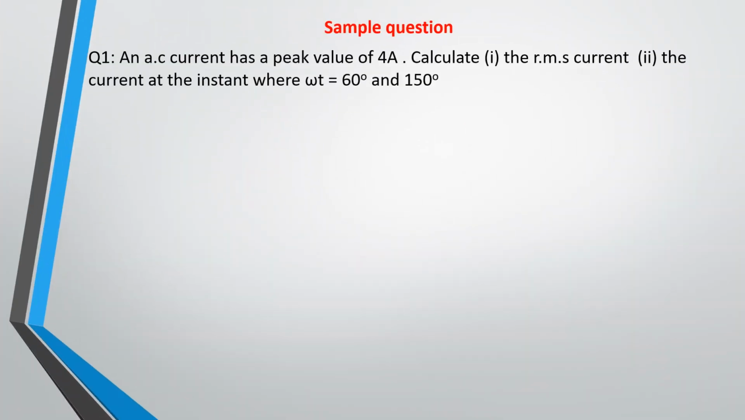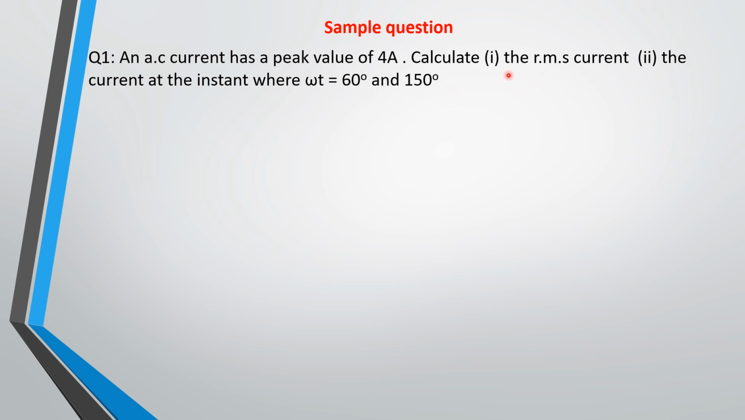Okay, so this question says that an AC, or alternating current, has a peak value of 4 amp. Calculate one, the root mean square current, and two, the current at the instant where the phase angle is equal to 60 degrees and 150 degrees.